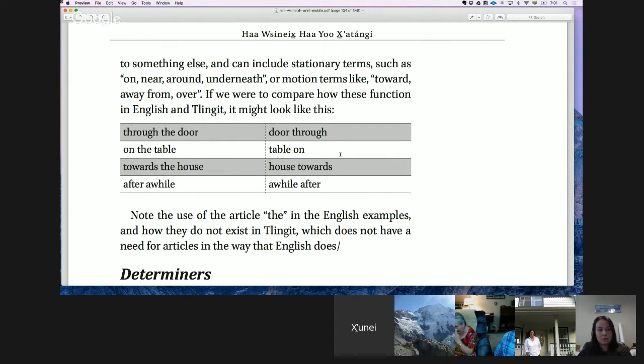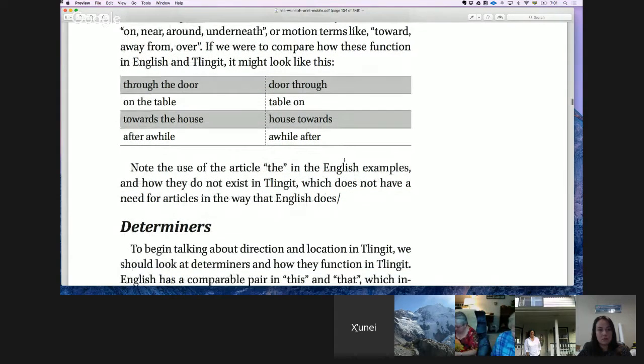I'm going store to, right? And so someone says, oh, where were you? You say, movie from I walked, right? And so you can really get mysterious with your English. It messes people up. Yeah, and it's not quite Yoda, but it's getting close to that realm. So, door through, table on, house towards, a while after.